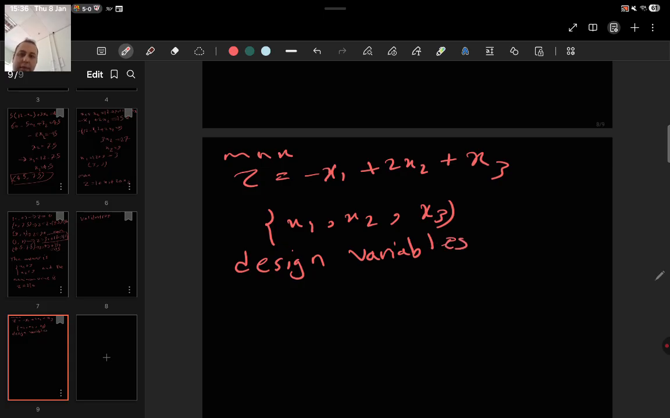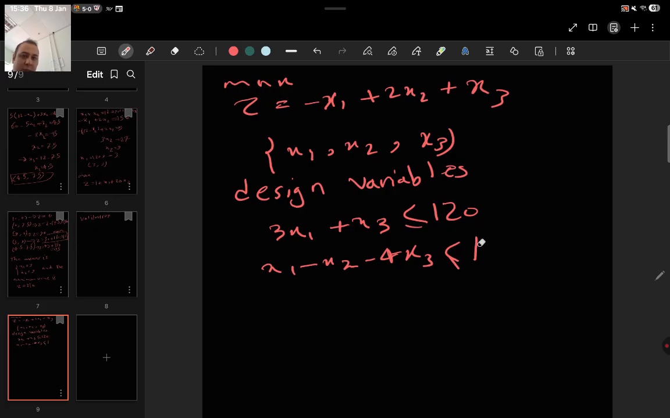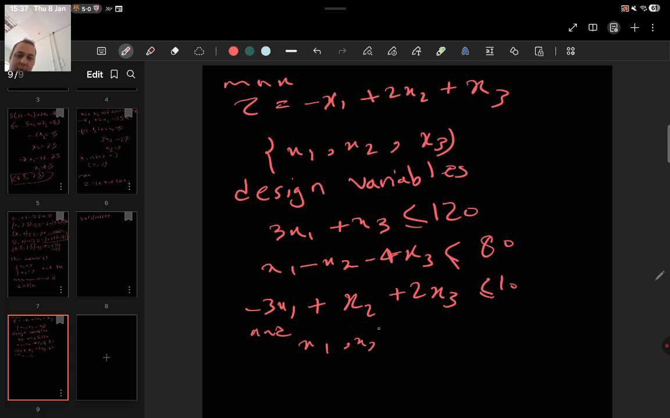Okay, these are variables, and we have 3 limitations, which are x1 plus x3 less than 120, x1 minus x2 minus 4x3 less than 80, minus 3x1 plus x2 plus 2x3 is less than 100, and x1 and x2 bigger than 0.